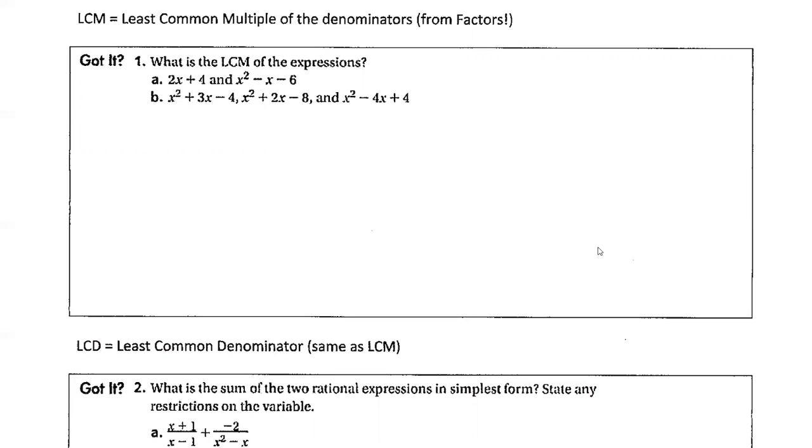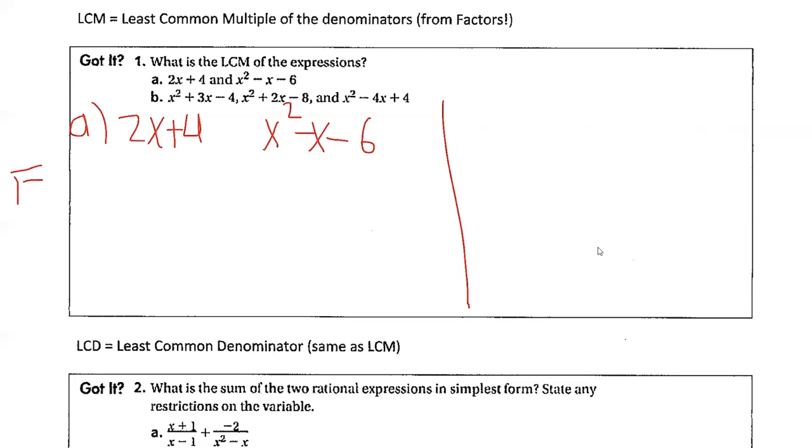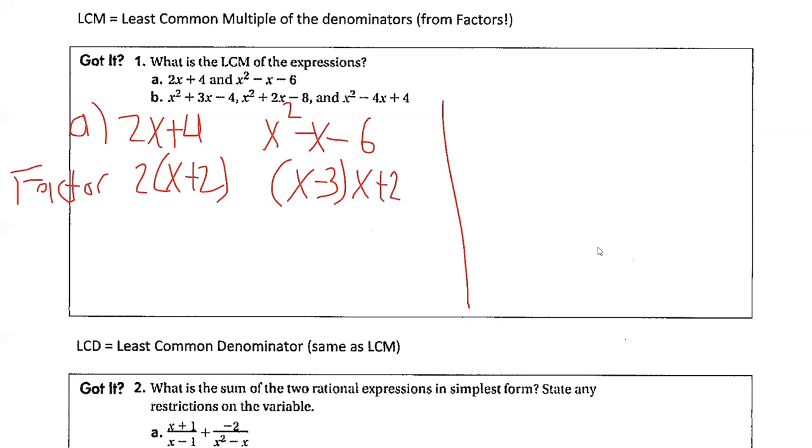So for example, let's look at question A. We'll split this. Question A, we have 2x plus 4, and then we have x squared minus x minus 6. When you're finding your least common multiple, the first thing you want to do is factor these, so we can see what they have in common or don't. If you factor the first one, you could pull out a 2. That would be 2 times x plus 2. For this trinomial, what multiplies to -6 and adds up to -1? That would be x minus 3 times x plus 2.